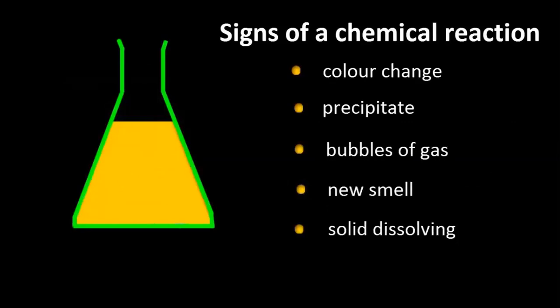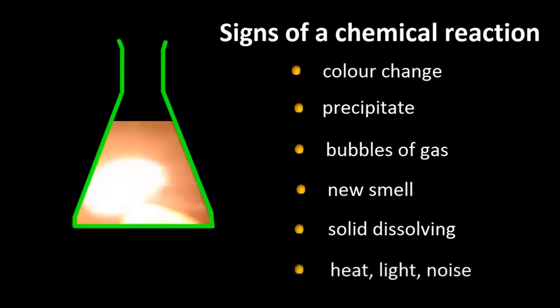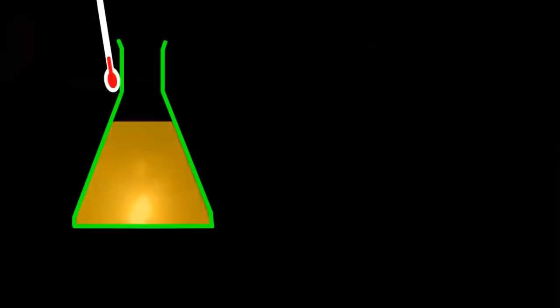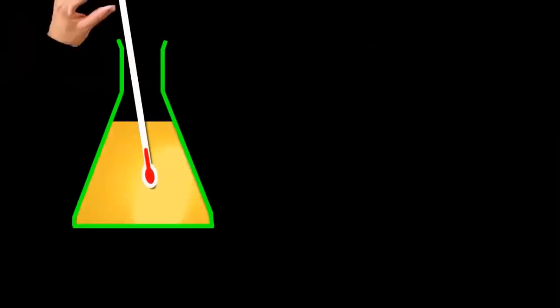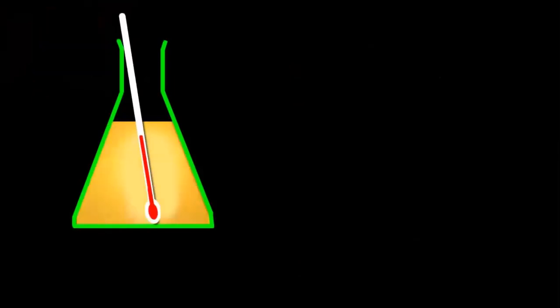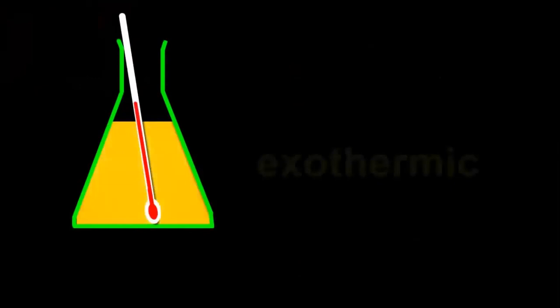The breaking of old bonds and the forming of new bonds changes the energy inside the molecules too. So heat, light, and noise can also be signs. If the bonds in a reaction release energy, this goes into the surroundings and heats them up. A thermometer shows this as a rising temperature. A reaction that releases energy is called exothermic.